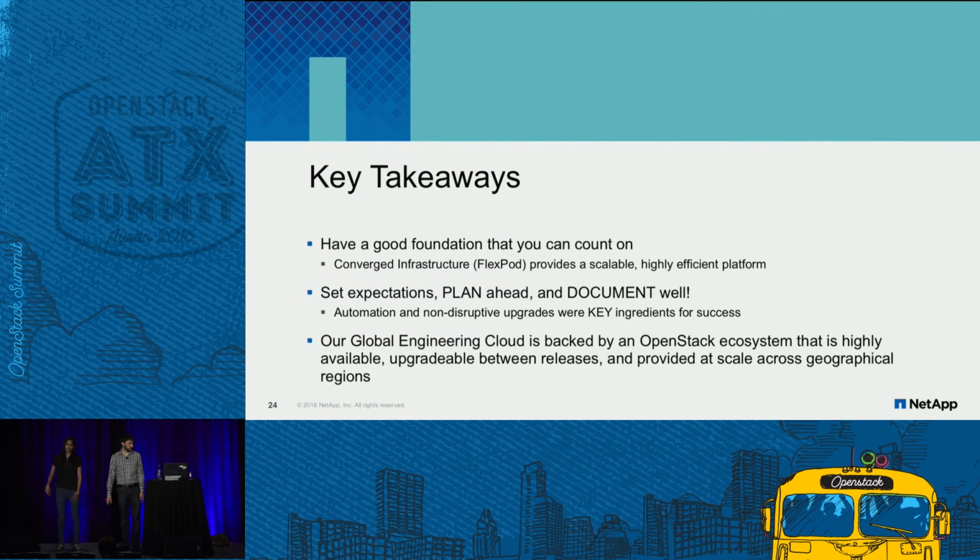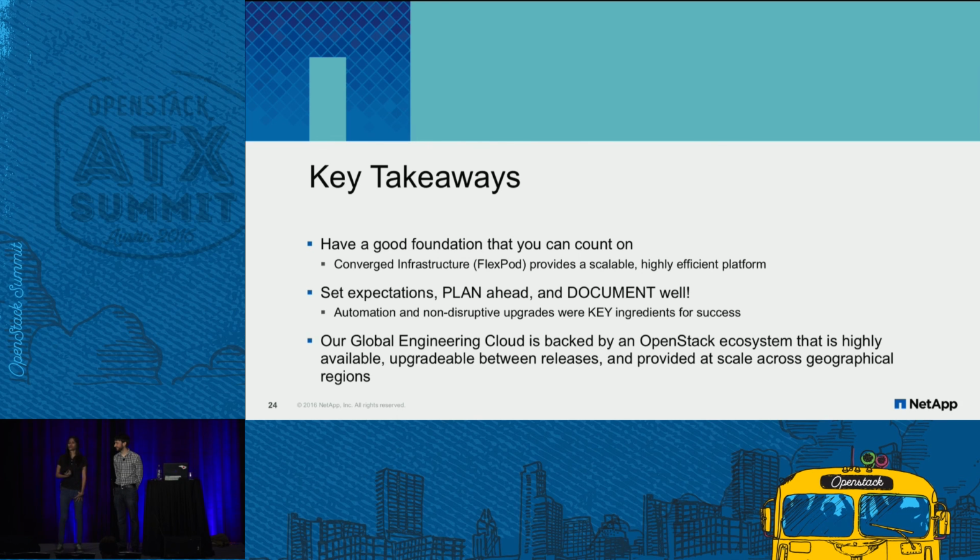And some key takeaways that we want to leave you with. Make sure you have a good foundation, as we've been stressing. Have a good foundation that you can count on from both an infrastructure perspective as well as an architecture that makes sense on top of that infrastructure. FlexPod, like converged infrastructure, provides a scalable and highly efficient platform for us internally at NetApp, and it can for you too. Also with OpenStack, you should always set your expectations right, plan ahead, and document well. These things really come in handy when something goes wrong in production. Not that it does, but sometimes.